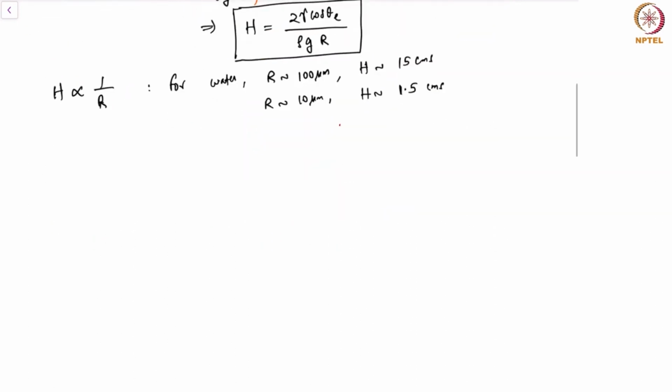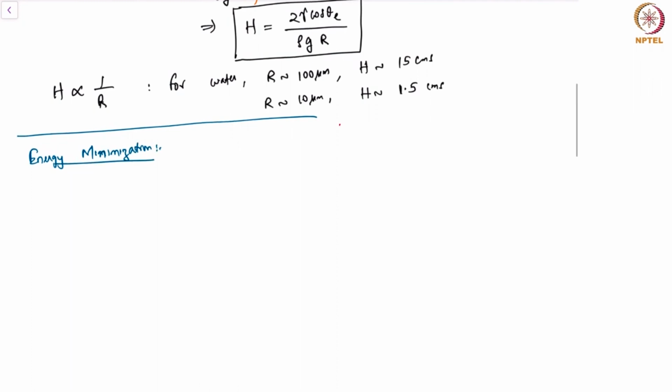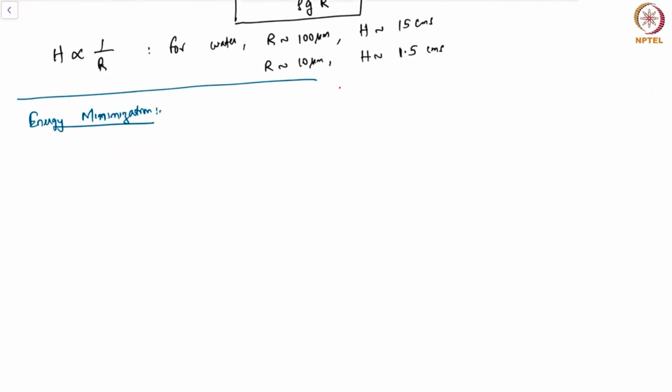Let's look at an energy based approach. The idea of energy minimization is as follows. Let's consider two states. We have a column where this is the initial state. So we have a tube here.